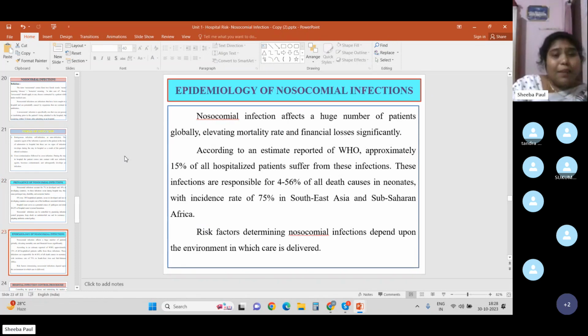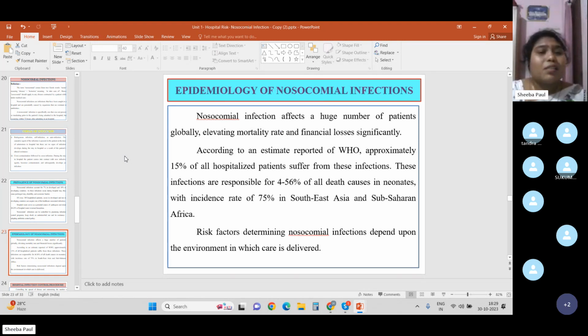Next one is epidemiology of nosocomial infections. So when we talk about epidemiology, it is nothing but what is the scenario? How many cases are there? What is the current scenario of nosocomial infections? So nosocomial infection affects a huge number of patients globally, elevating mortality rate and financial losses significantly. According to an estimate reported by WHO, approximately 15% of all hospitalized patients suffer from these infections.